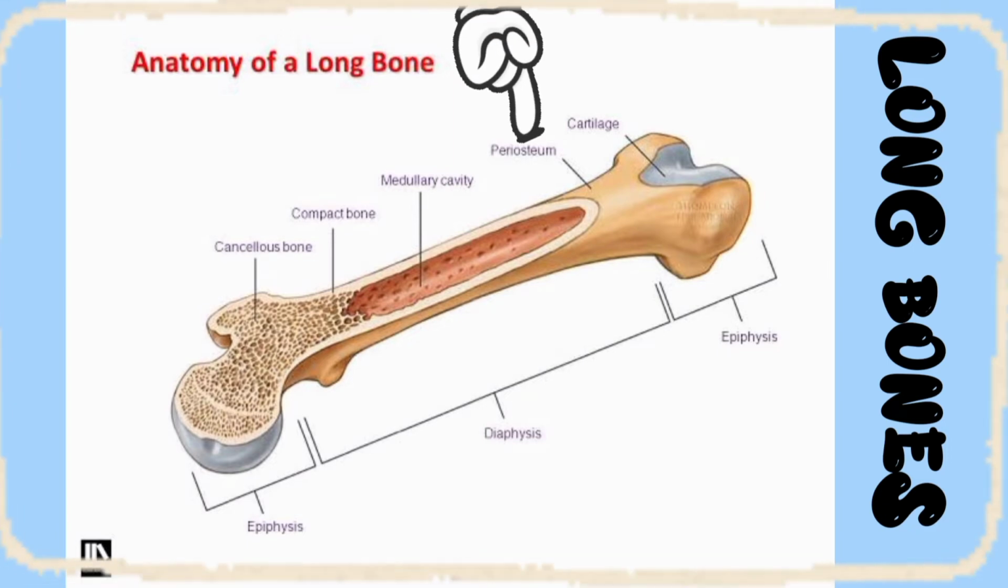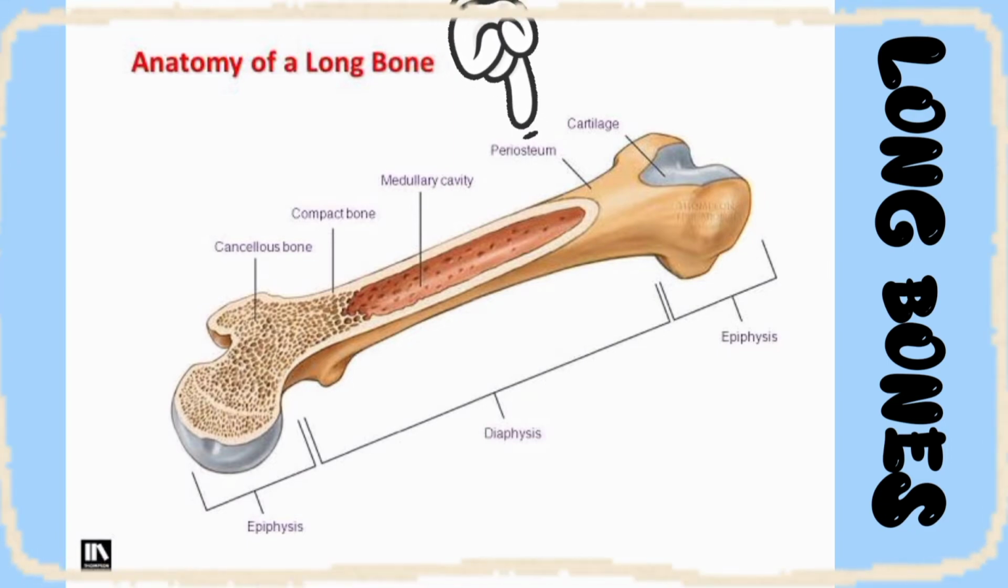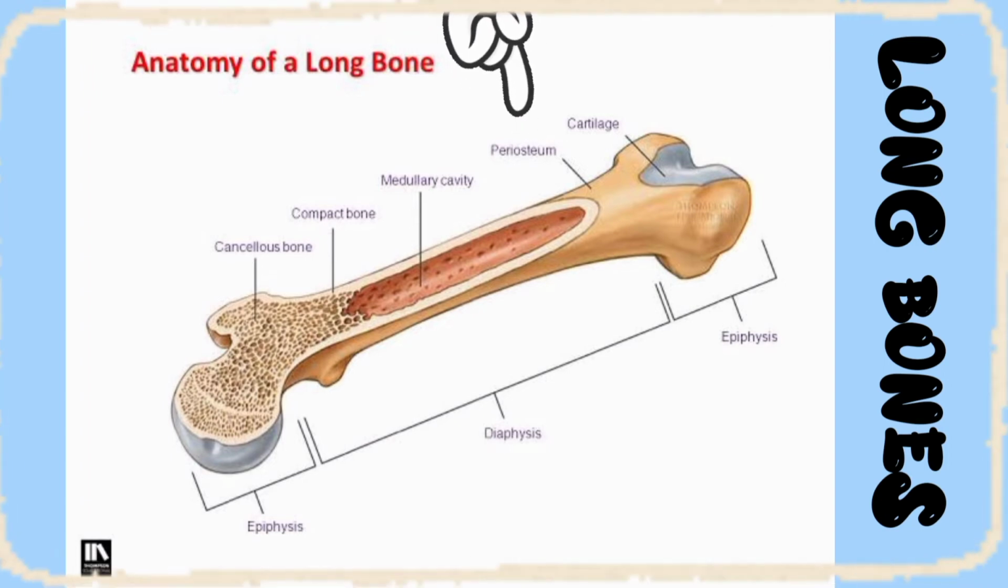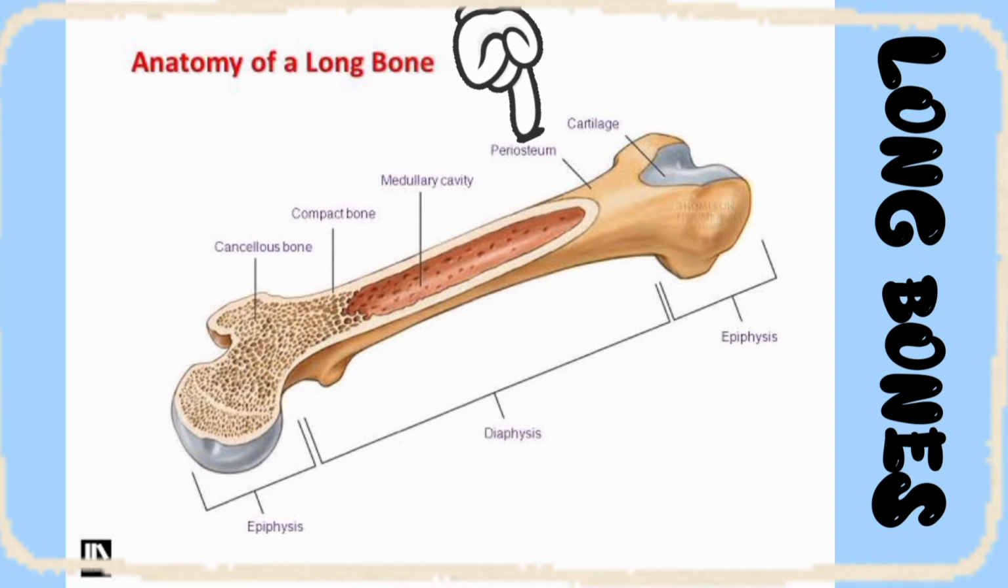Now the last thing is the periosteum. As we know, the outer part of the shaft is composed of the compact bone. The compact bone is provided with an additional layer, which is called the periosteum, which provides protection to the compact bone. That's all for the long bone.